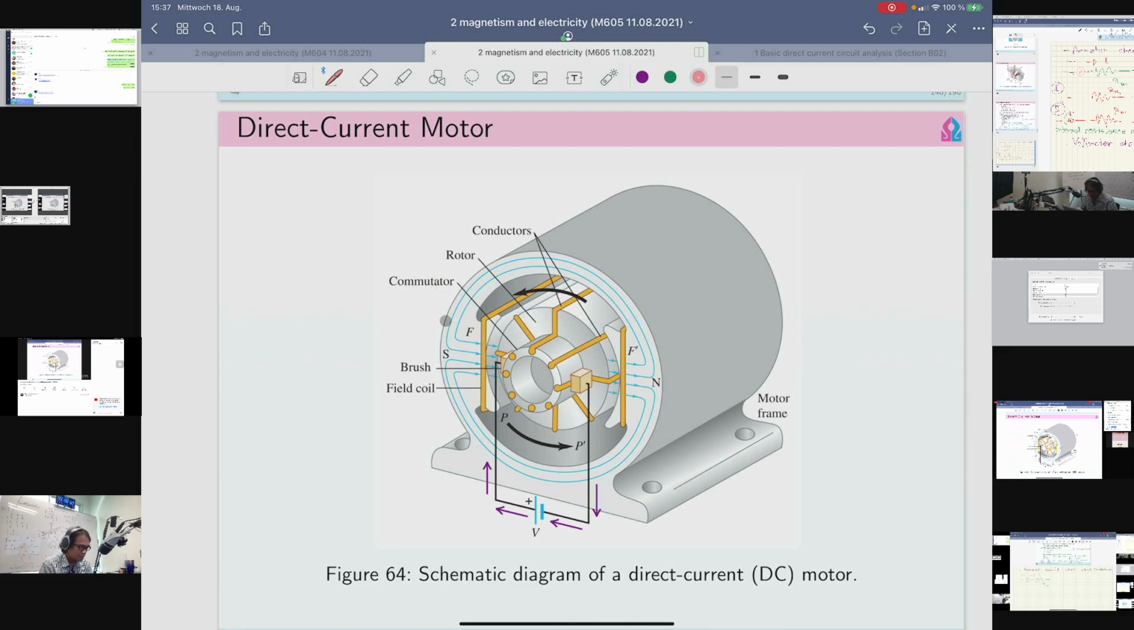For example, this one here is the field coil. Okay, it's a group of coils, it's winding, copper turning around this part. This is the static part, the part that stays together with the frame.